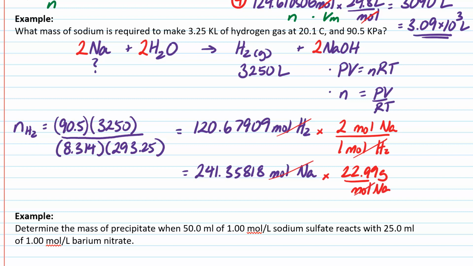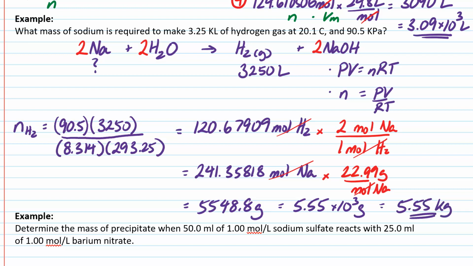That's moles of sodium. And the final result you should get is 5548.8 grams to the correct significant digits. That's 5.55 times 10 to the 3 grams, more commonly written as 5.55 kilograms. And there you go.